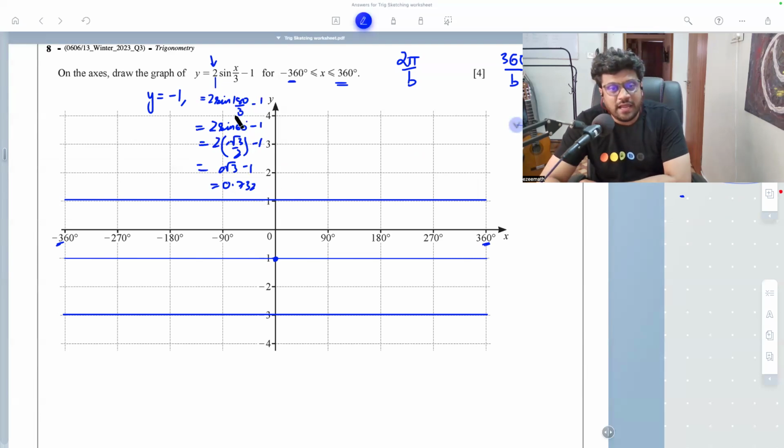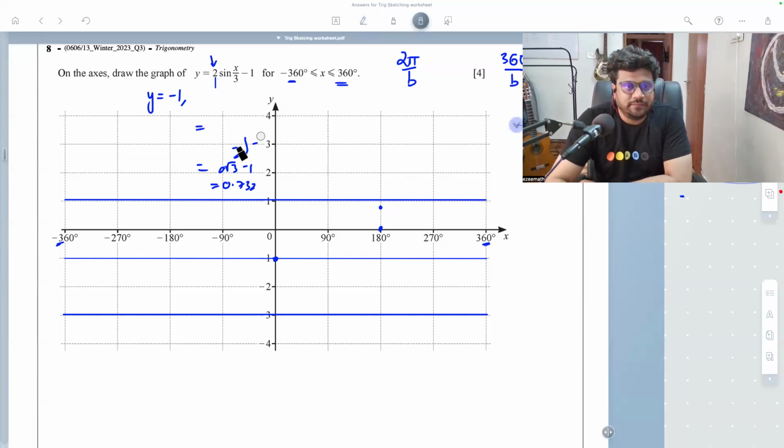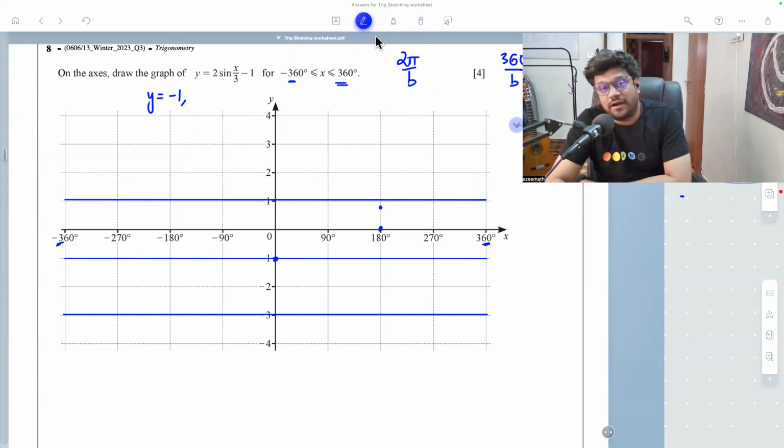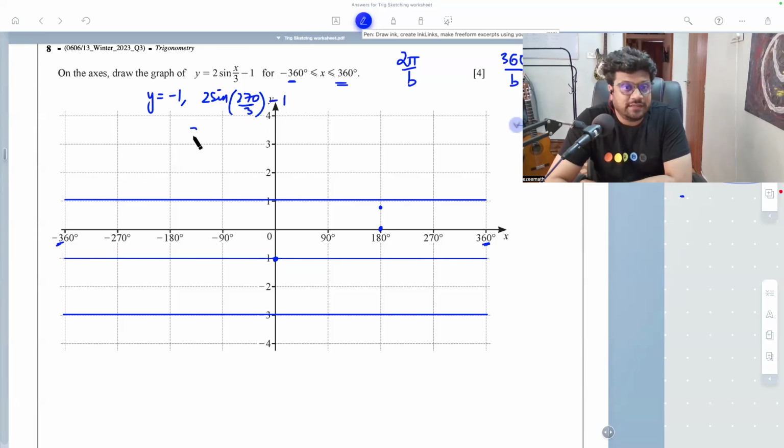So when it's 180 on x, it's about 0.732, so I'm somewhere there. At 270, let's see. The domain is too large. It's 1080, and the period is too large. The domain is too small. So I'm going to take one more point. X equal to 270. Let's see.